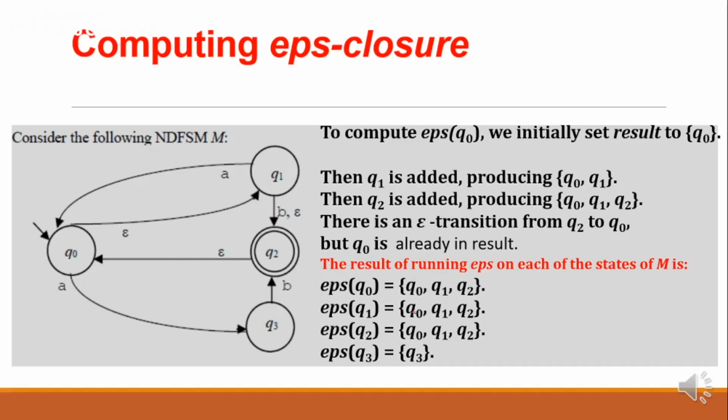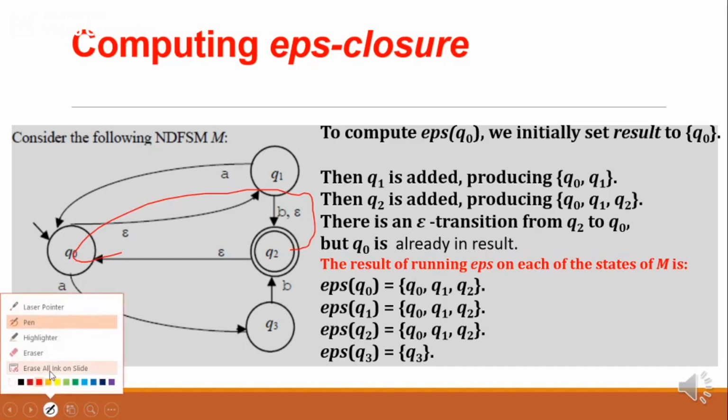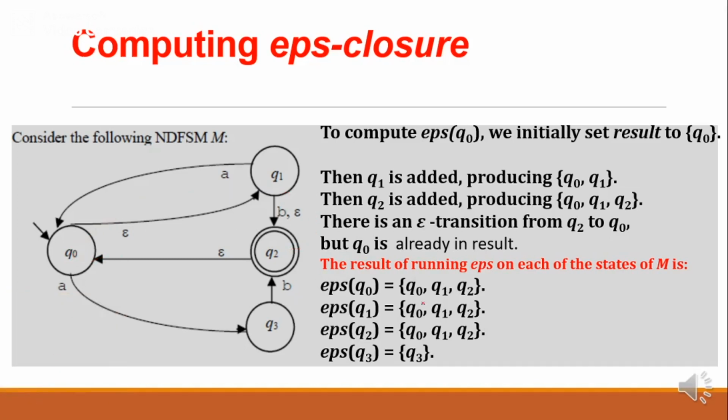Now, the first step: let us understand how to compute epsilon closure. As I told previously, epsilon closure is used to handle the epsilon transitions that are present in the system, which are not allowed, that is, epsilons are not allowed in the DFSM. Now let me find the epsilon closure for all the states that are present. First, I will calculate the epsilon closure of Q0.